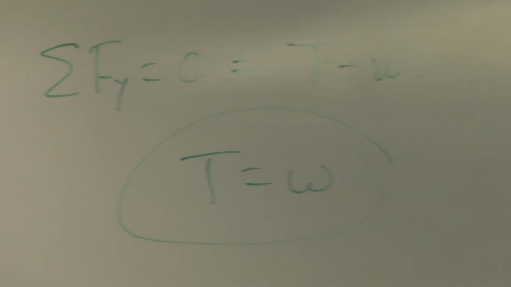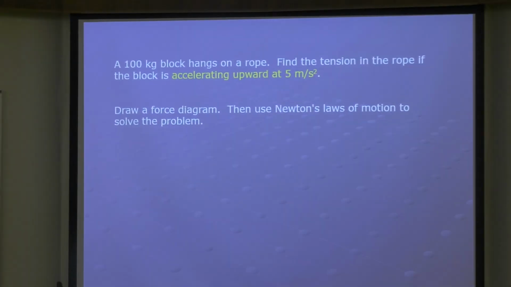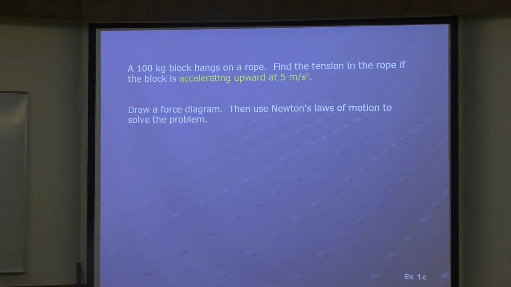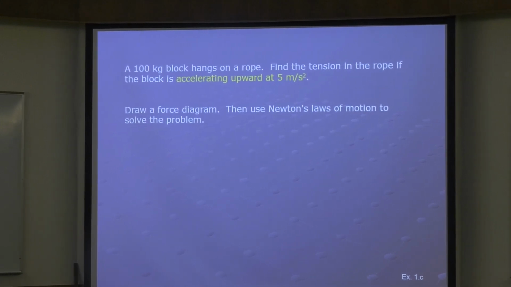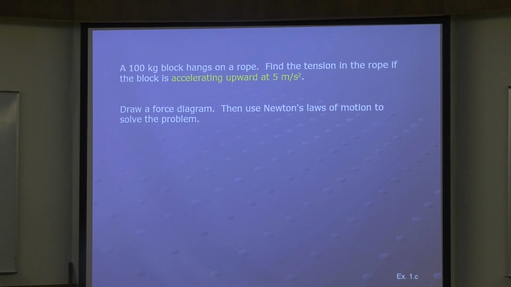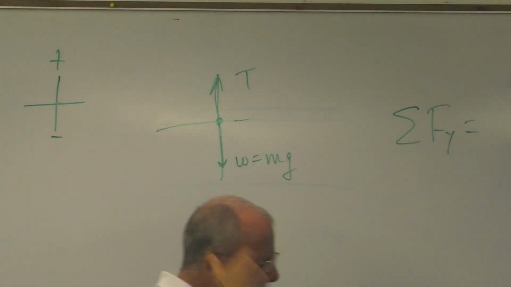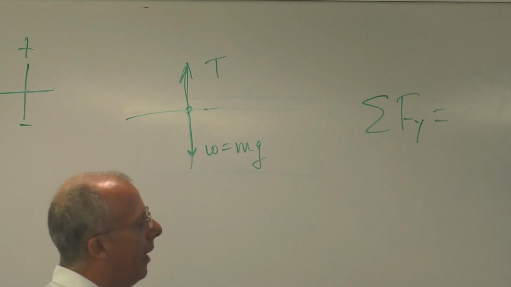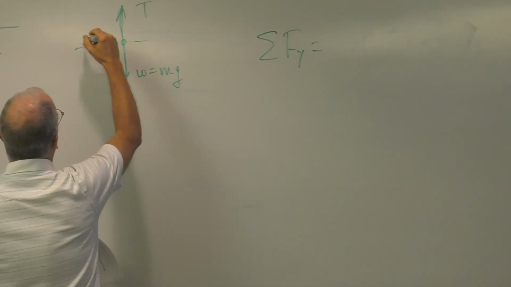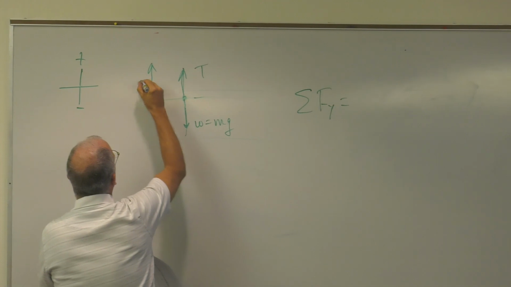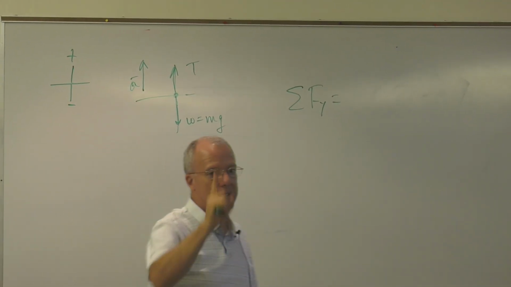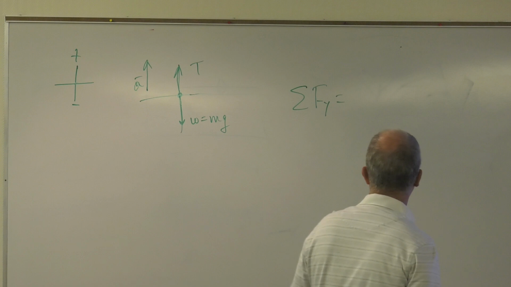All right, let's do another one. Now it says that the block is accelerating upward at 5 meters per second squared. So obviously, this is a non-equilibrium problem. All right, so same force diagram, but just to help your brain think clearly, in my opinion, what you should do is draw a little arrow here, label it A. That just tells your head, hey, this is accelerating up, so you don't make a silly mistake later on.